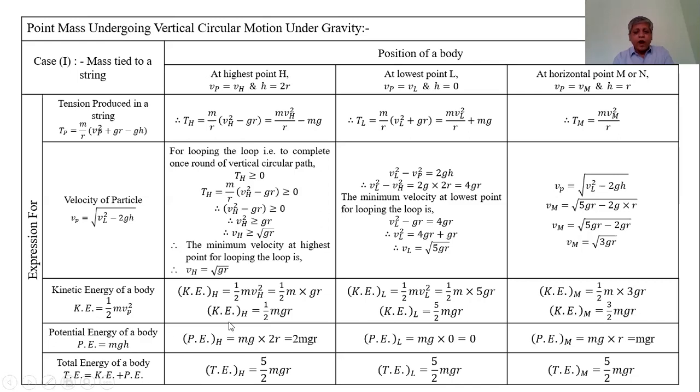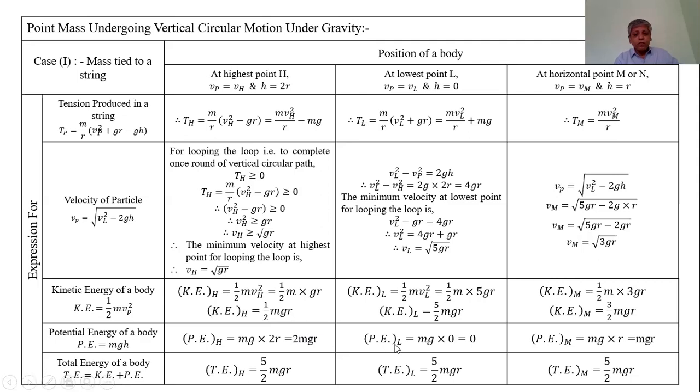And kinetic energy can be converted into potential energy when it goes from the lowest point to the highest. At the lowest point, kinetic energy is maximum and potential energy becomes 0. And at the highest position, the potential energy is maximum. That is 2 times mgr.